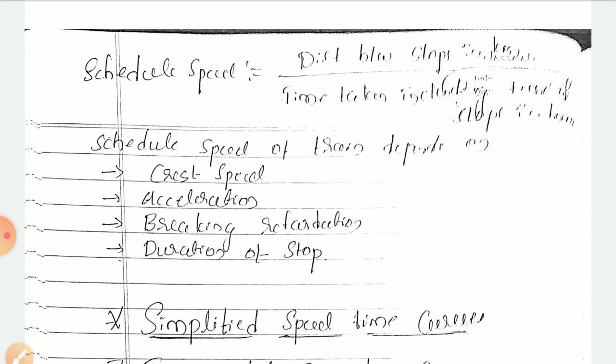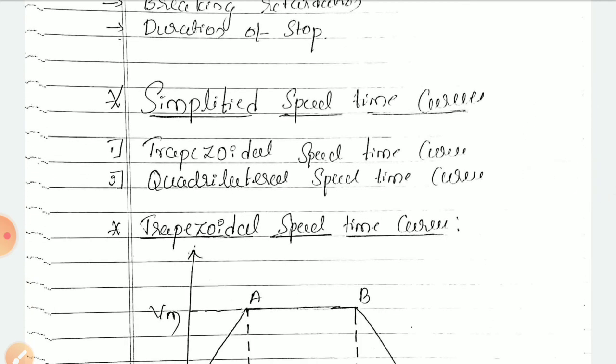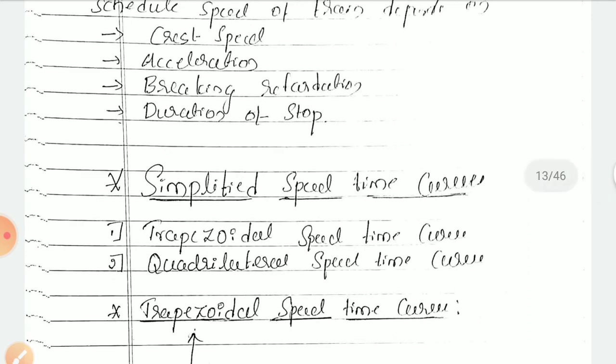These are very important definitions which will definitely be helpful in the upcoming videos. We have some derivations on the trapezoidal speed time curve and the quadrilateral speed time curve. The derivations on the speed time curves we will take up in the next session. Thank you.